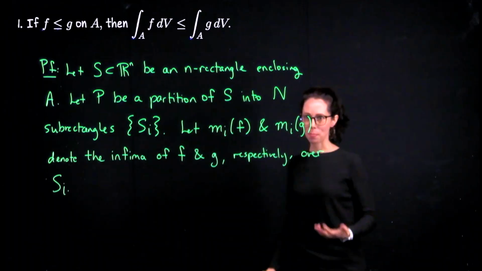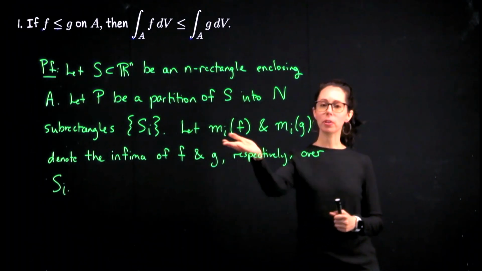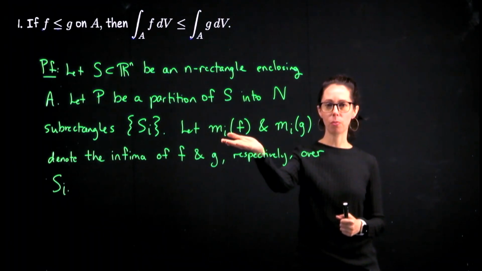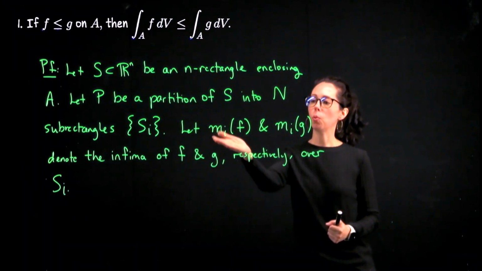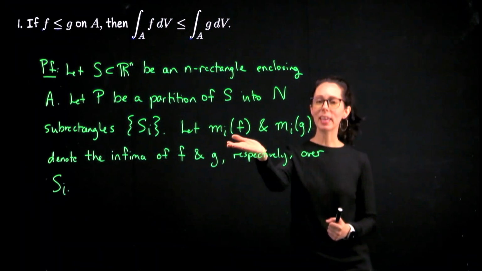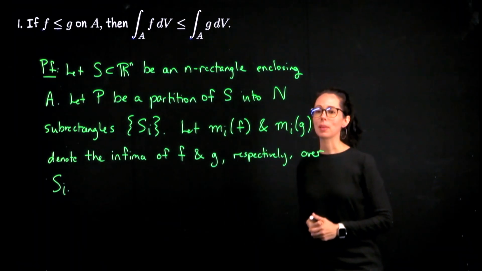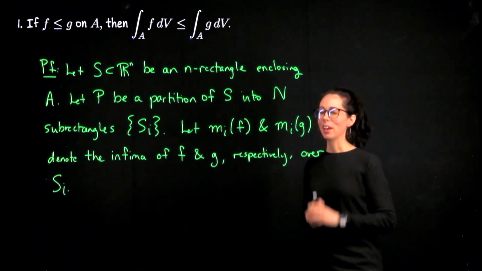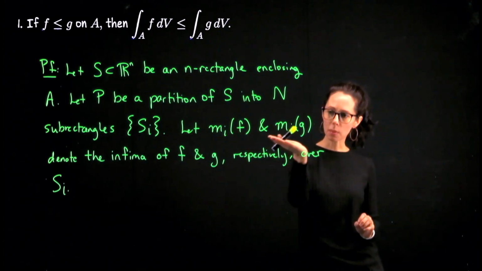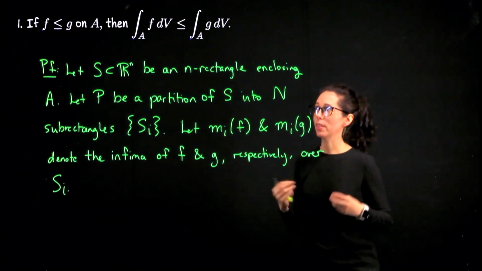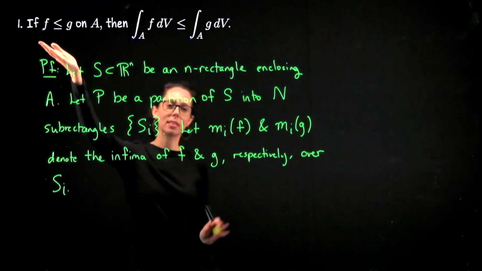So if we have capital N subrectangles in our partition, then we have capital N infima for F, one for each subrectangle, and likewise for G. So we would index these as M1 of F all the way through M capital N of F, and likewise M1 of G through M sub capital N of G. All that to set up that this number for each subrectangle has to be less than or equal to this number, because if that inequality wasn't preserved, you actually could show that this isn't necessarily true.